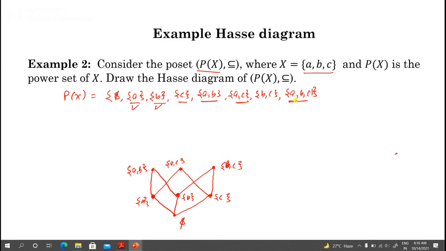Now look at this, finally {a, b, c}. This is a superset of all these sets. It means this is a cover of these three sets. So you can write here this is a cover of all these three sets. So you can join these. Yes. So this is the Hasse diagram of this P(x) with the relation contained in.